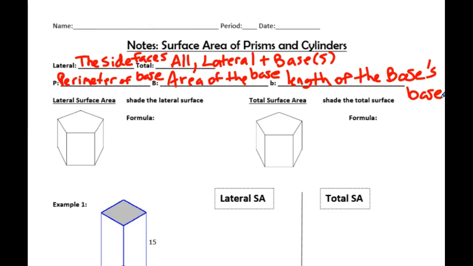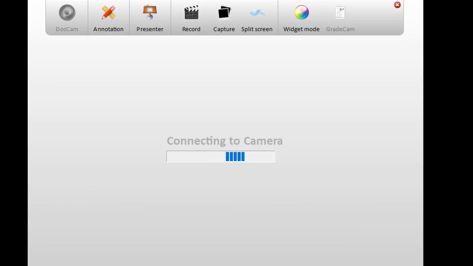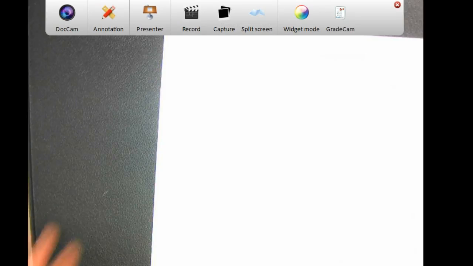So let's start off with some formulas here. There are two types of surface area. There's lateral surface area and total surface area. Okay? Lateral, like we said, is on the sides only. Total is everything. Now, we're going to have to look at our formula chart to get these formulas, and you want to get really familiar with looking at this sheet of paper. So, what is the lateral surface area formula of a prism?